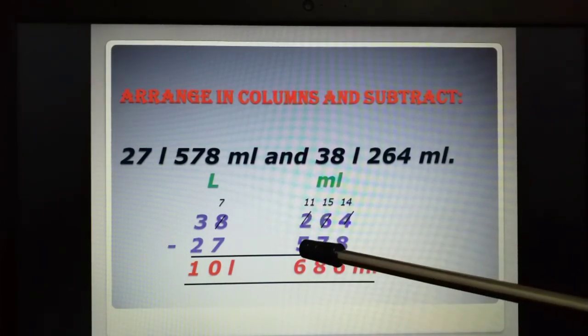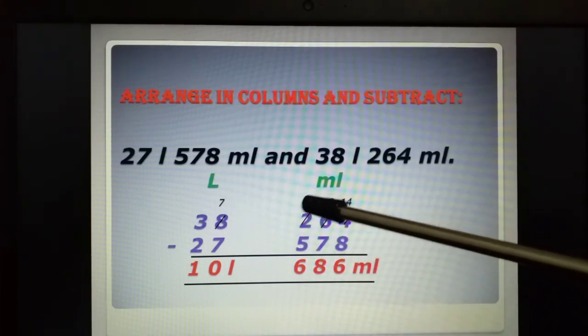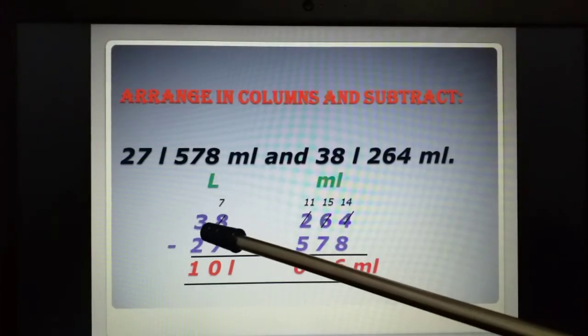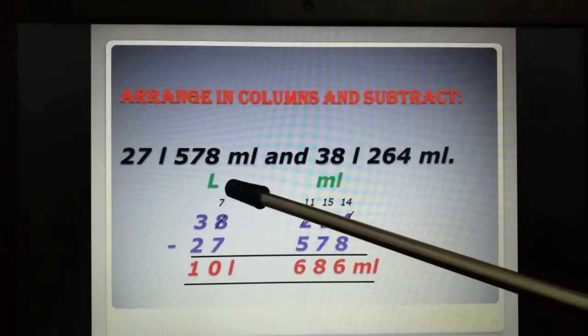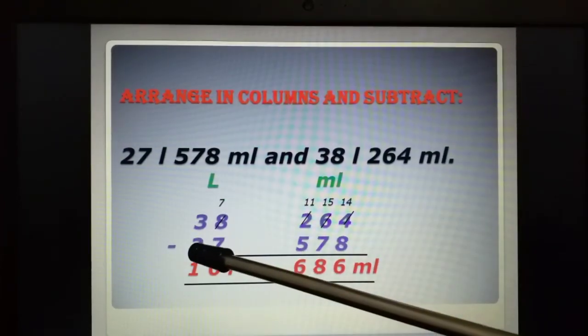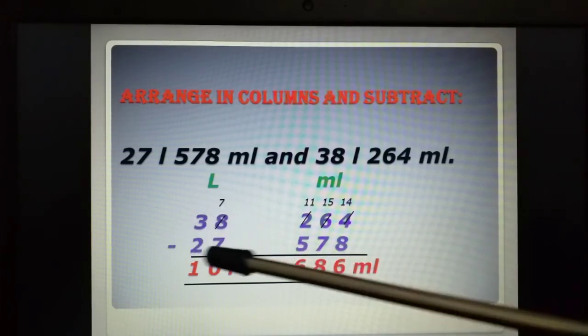Again we can't subtract 5 from 1, so we have to borrow 1 from the next number. So 1 will be 11 and 8 will be 7. Now here we can subtract 2 from 3, so no need to borrow.